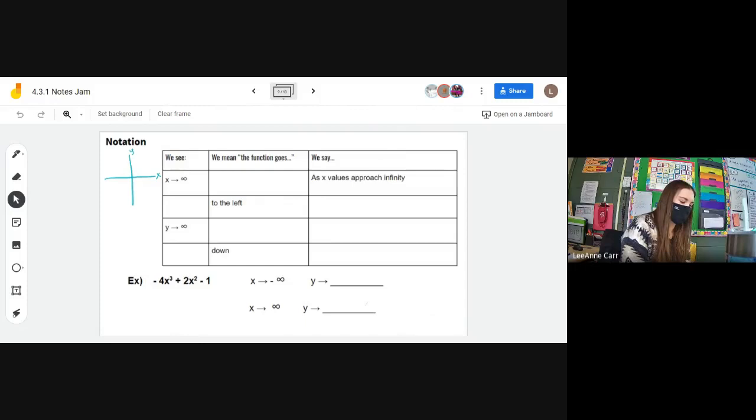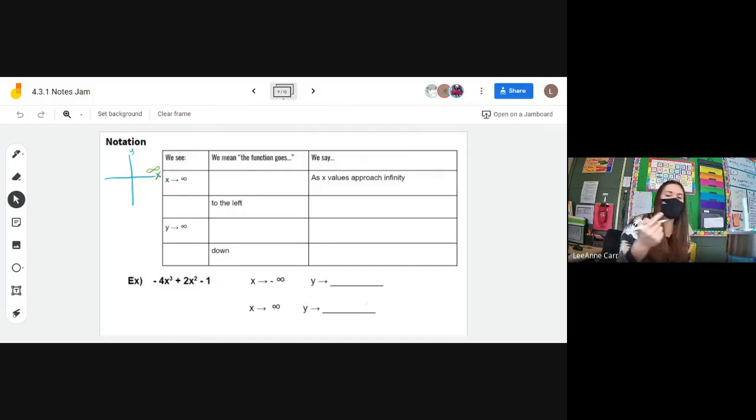So let's say I'm just talking about my x-axis. I'll do my x-axis in green. If I'm going to the right, these are all going to be positive numbers on my x-axis. So if I keep moving to the right, I'm going to be moving closer and closer to positive infinity. Again, stop me if you're confused. So I'm going to have positive infinity.